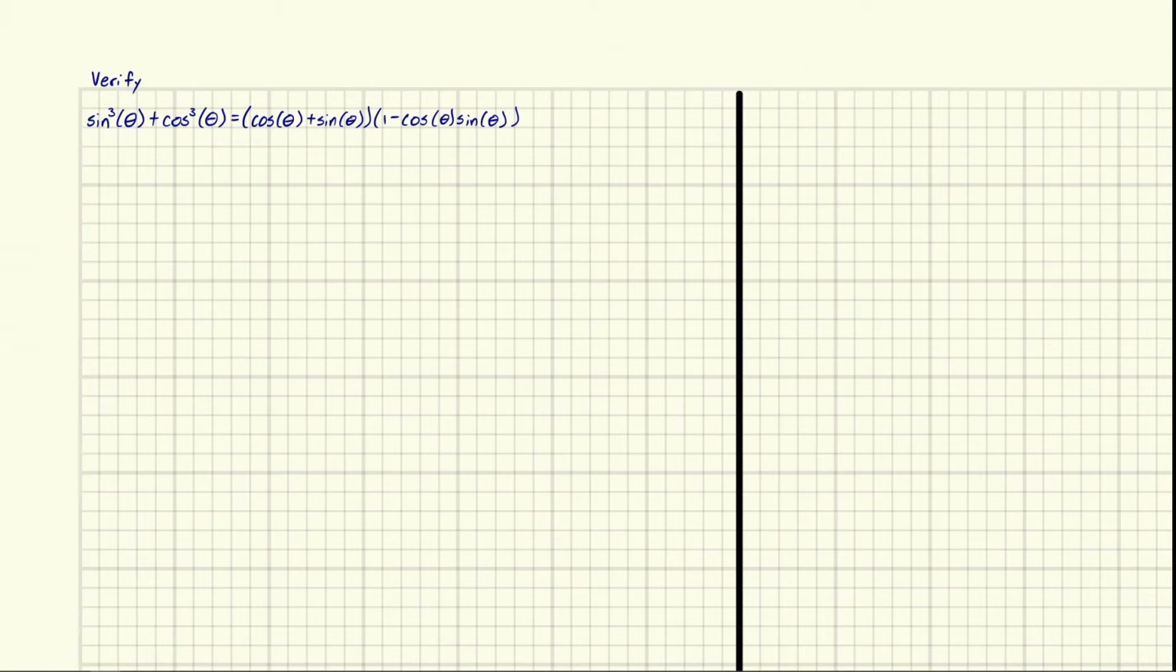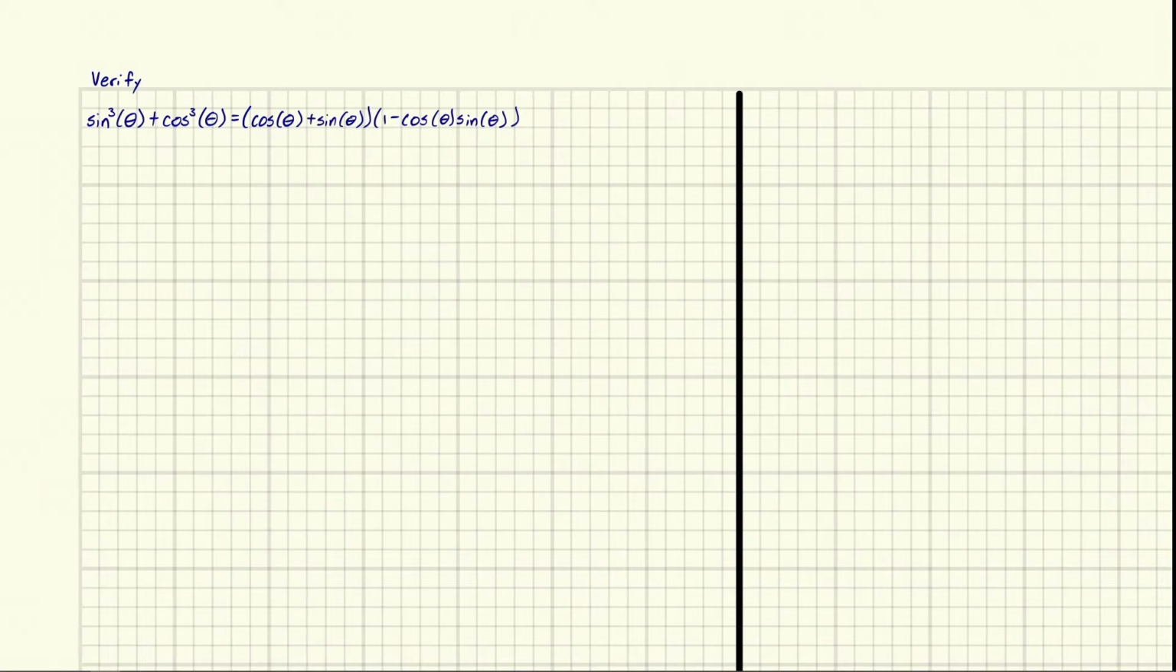Eric Burgess here, and we've been given the task of verifying that sine cubed theta plus cosine cubed theta is equivalent to the quantity cosine theta plus sine theta times the quantity 1 minus cosine theta sine theta. So looking at this, let's just go straight for the proof, and if we get stuck, we'll go and do some exploratory stuff and then come back and try and finish up writing out the formal proof.